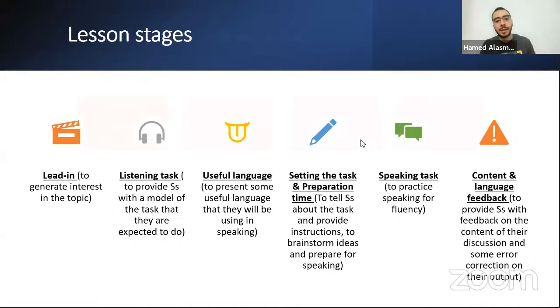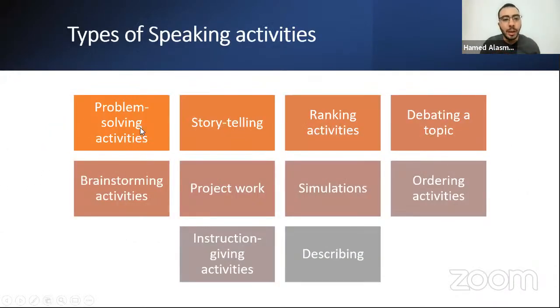Okay. So moving to these different activities here. Again, I would like you to take a moment and try to think which ones are for fluency, which ones are for accuracy, and which one can be both. Okay, can you write in the chat box which ones you think will be for fluency? Only for fluency.